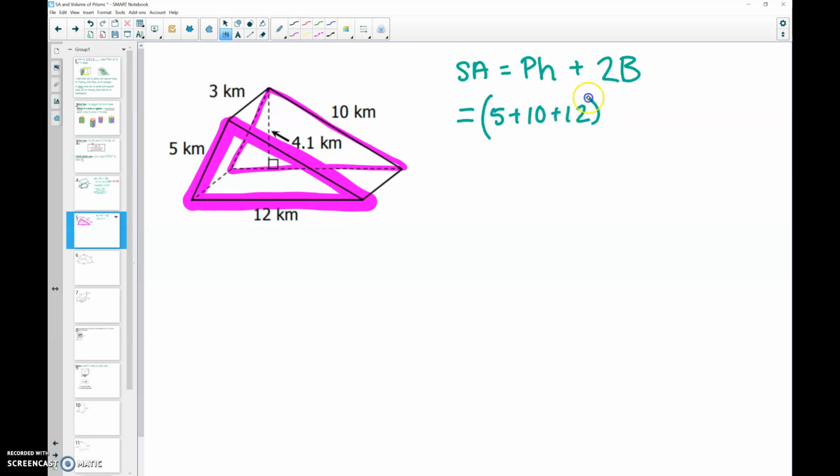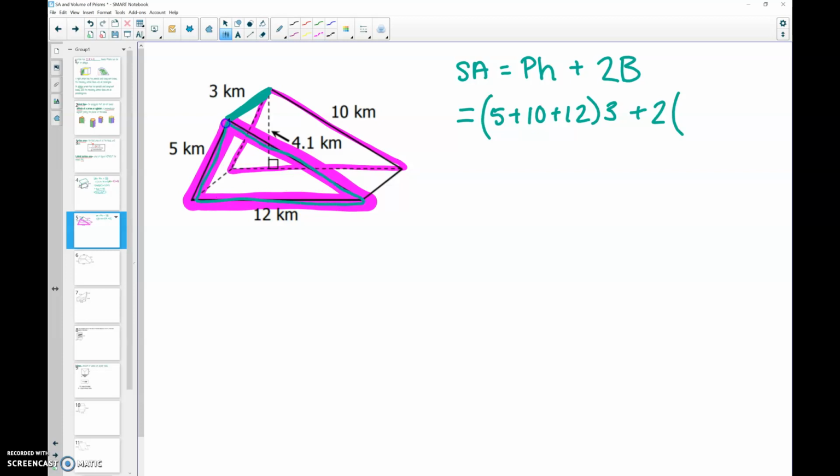And the height refers to the height of the prism. So it's going to be the distance that connects the bases. So that's going to be a 3. Plus, I need 2 times the area of the base. So now I'm calculating just the area of this triangle.